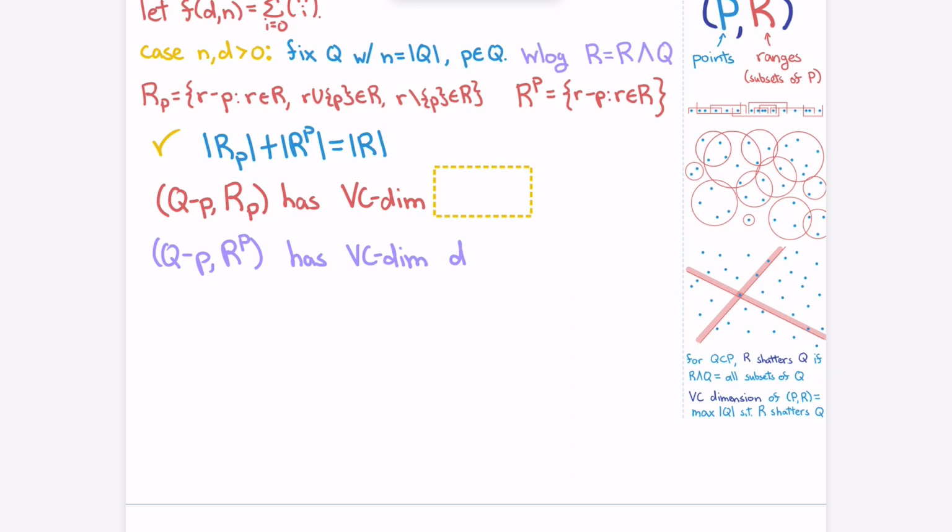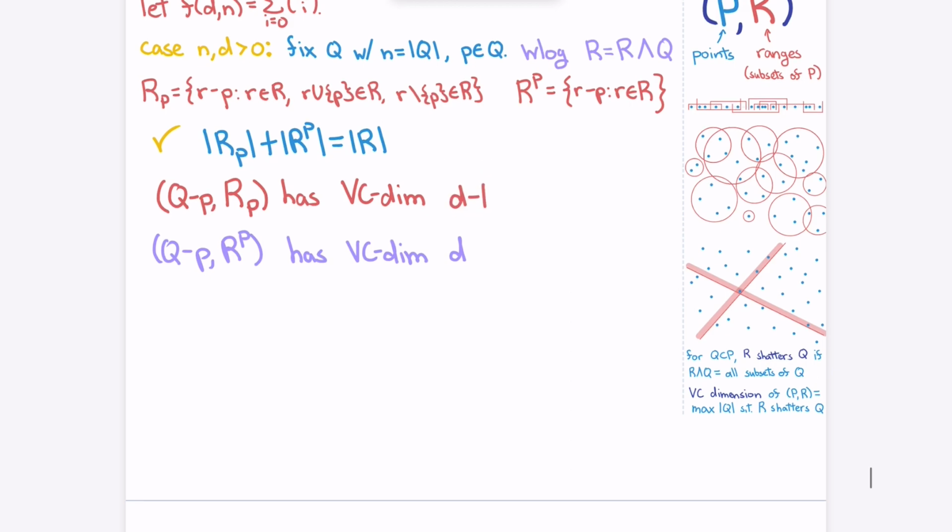What is the VC dimension of this? D minus 1. Because if I can shatter like 10 points in a smaller space, right, I can add P back to the shattering set because for every subset that included P, I had a subset that didn't include P. So that's the key point, is that in that collision set, the VC dimension goes down by 1.